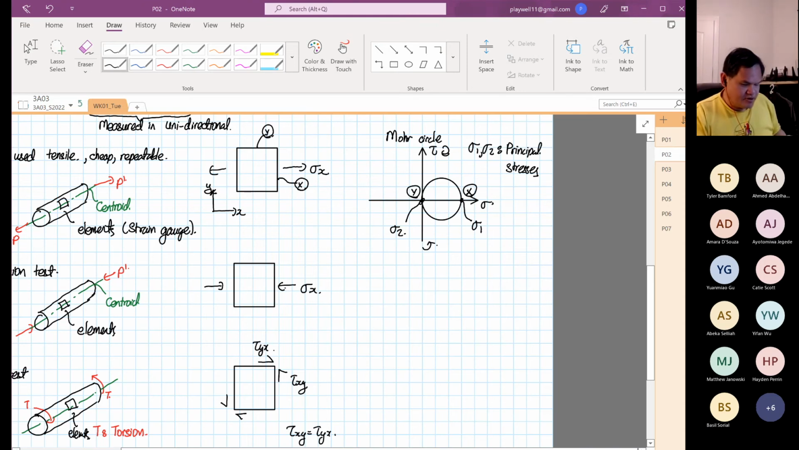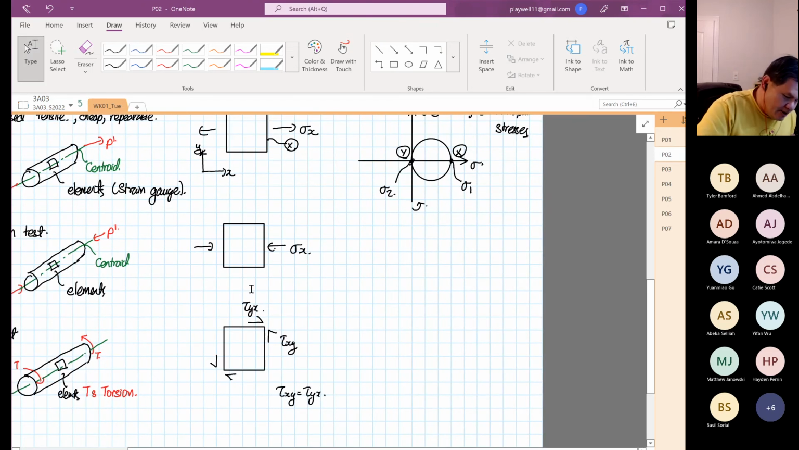Okay, principal stresses. So that is your Mohr's circle in tension. And then if you look at it in compression, how does it look? So I'm going to sketch that for you also. So this is our Mohr's circle.